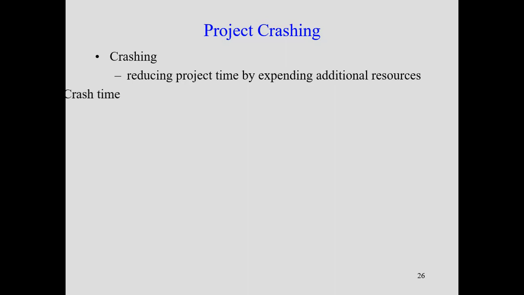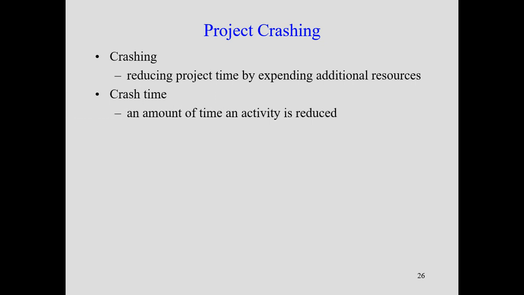Now project crashing, as we said, is reducing the project time by expending additional resources. Additional resources means we have to do the job well in advance, so we have to allocate more people or more resources in terms of money, machines, equipment, manpower, etc. So human resources are also required for crashing the project. So we are ready to pay some extra amount so that the project can be completed beforehand.